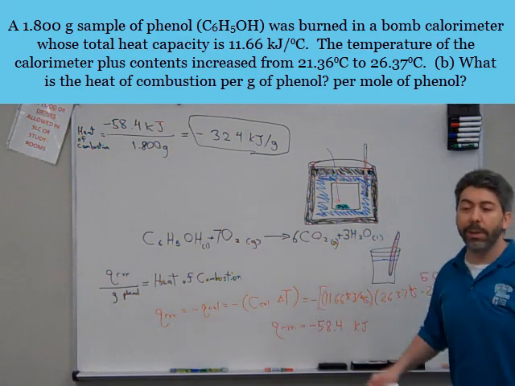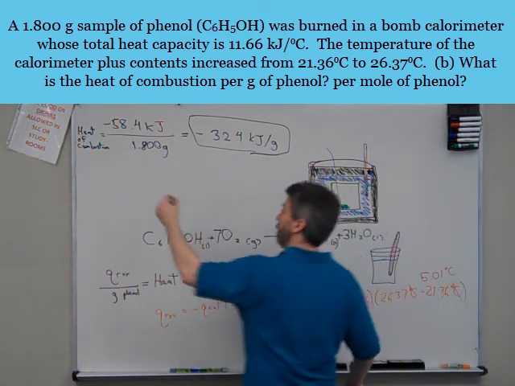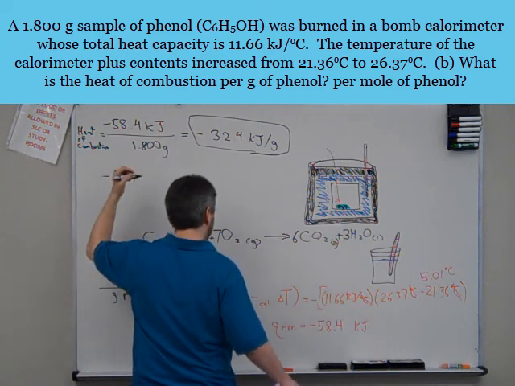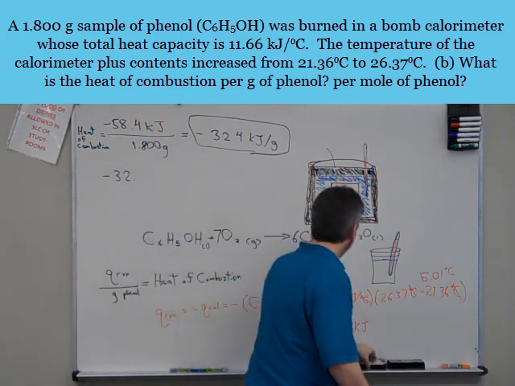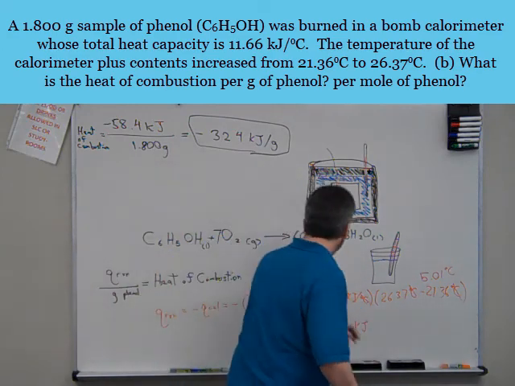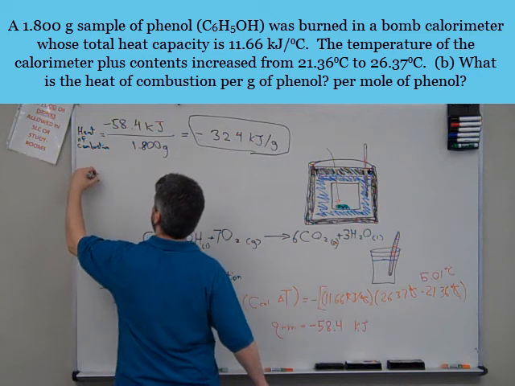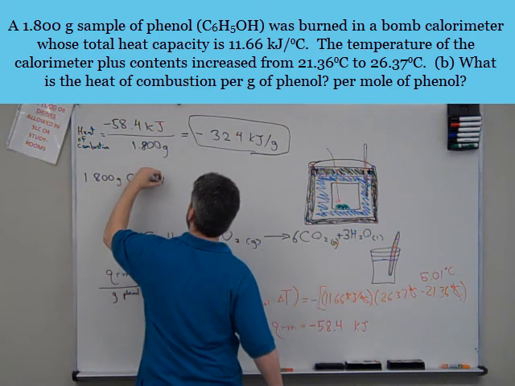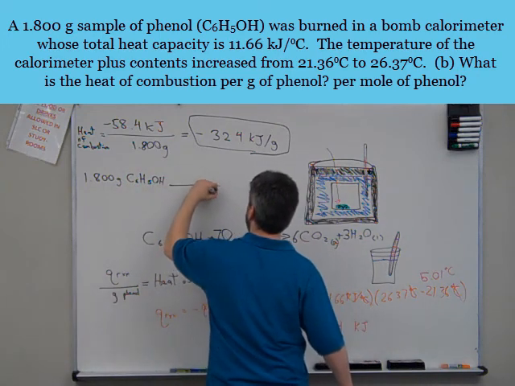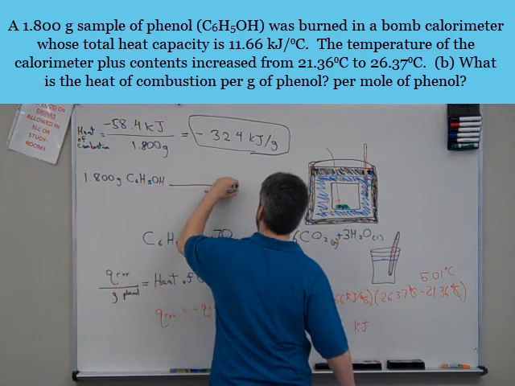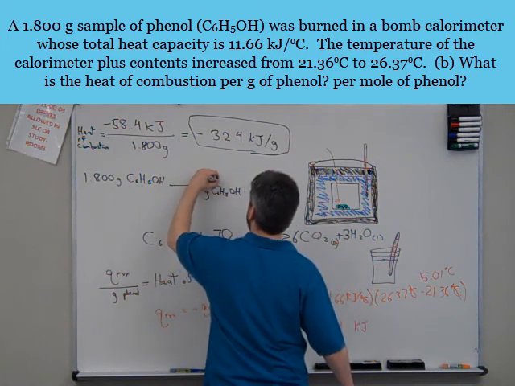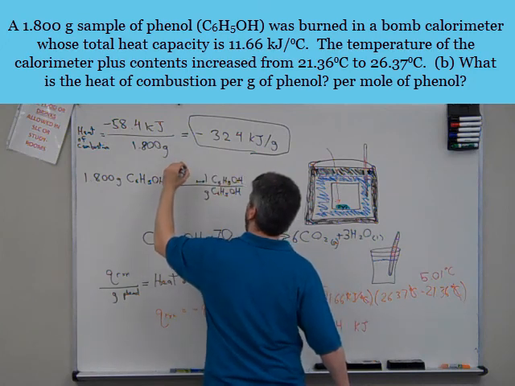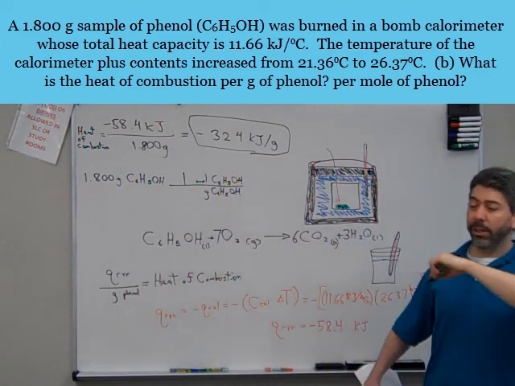Now if we want to do a heat of combustion per mole, we could do it two ways, honestly. Perhaps the easier way to think of it would be to take the 1.8 grams of C6H5OH and convert that from grams of C6H5OH to moles of C6H5OH. Bam. And 1 mole is equal to the molar mass of this.